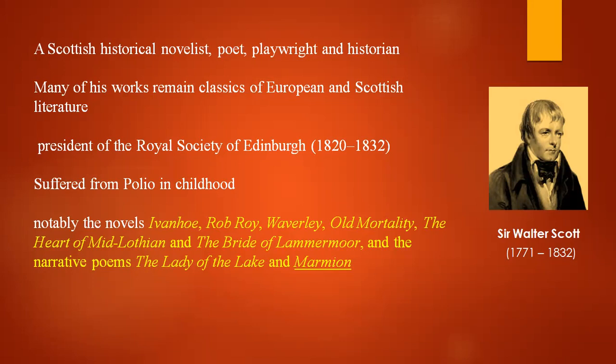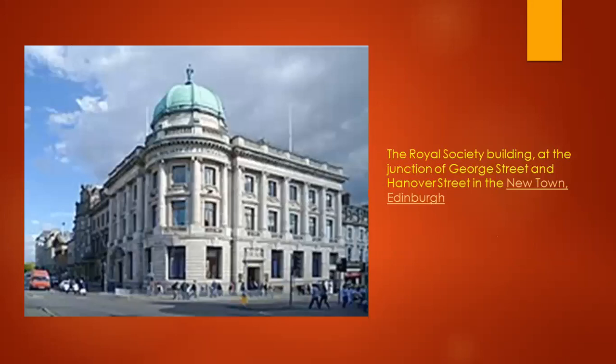The notable novels written by Walter Scott are Ivanhoe, Rob Roy, Waverley, Old Mortality, The Heart of Mid Lothian, and The Bride of Lammermoor, and the narrative poems, The Lady of the Lake and Marmion. This is the image of the Royal Society building at the junction of George Street and Hanover Street in Newtown, Edinburgh. This is the Royal Society, Scotland's National Academy, where Sir Walter Scott was the president.